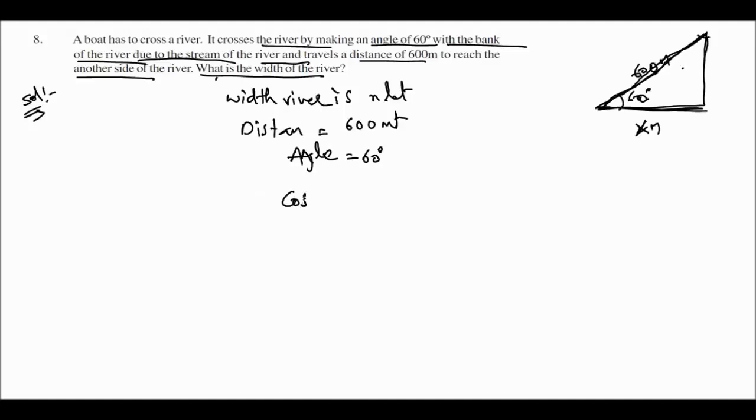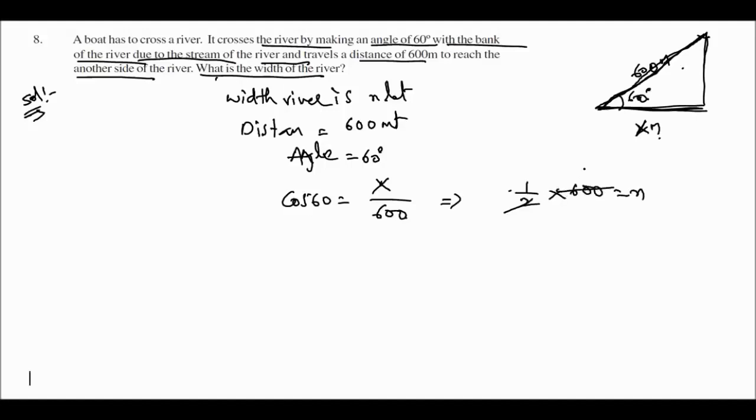So cos 60 is equal to adjacent by hypotenuse. Adjacent is x divided by 600. 600 goes here. So cos 60 is 1 by 2. So 1 by 2 into 600 is equal to x.